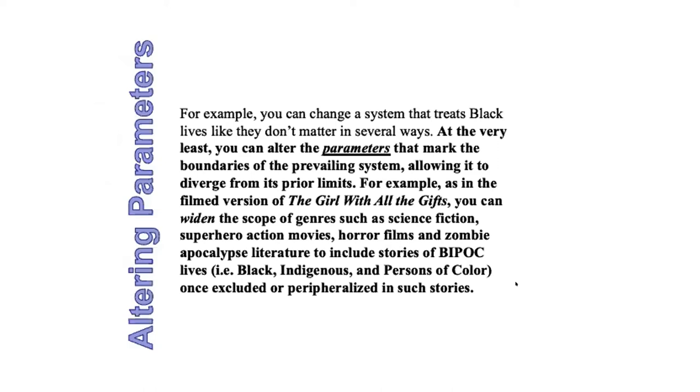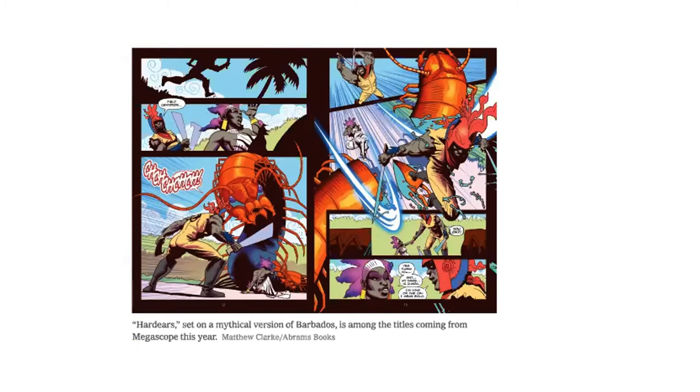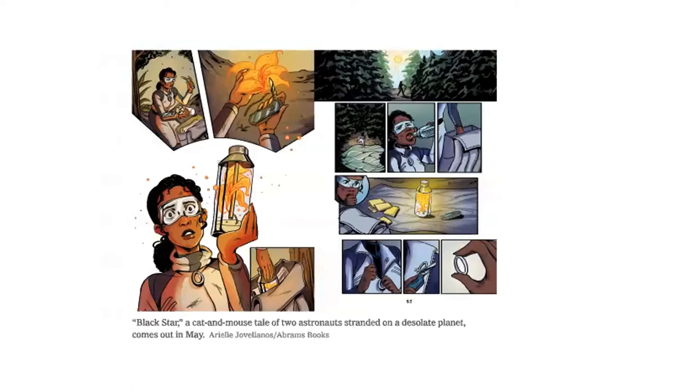An example, I was looking, there are some graphic novels which are coming out. Hard Ears, a mythical version of Barbados, is among the titles coming out from a particular publisher called Megascope. Once again, playing with certain stories, expanding the parameters of what those stories typically talk about. Here's another one, Black Star, a cat and mouse tale, two astronauts stranded on a desolate planet, comes out in May. Once again, expanding the stories of astronauts out in space to include the lives of persons of color. Because once you get past the what ifs, you enter the realm of why nots.